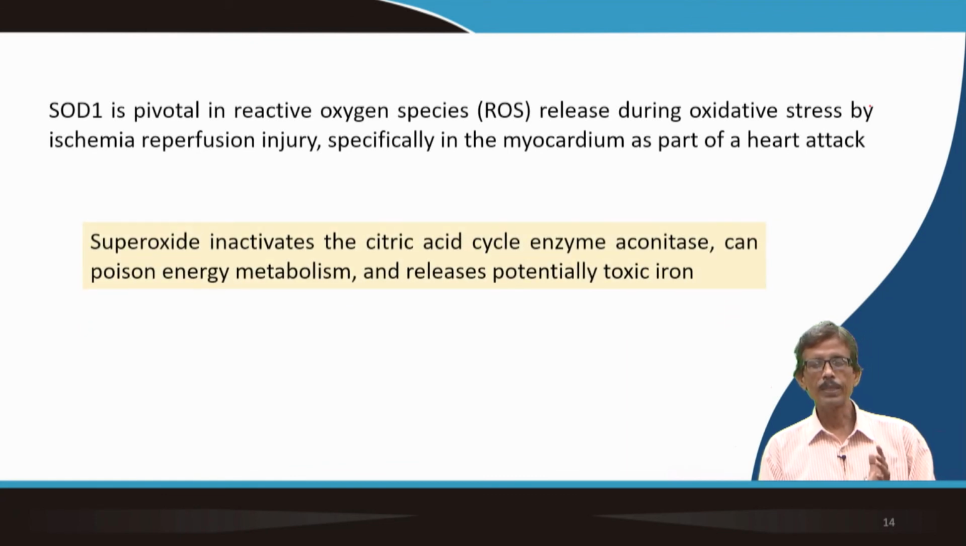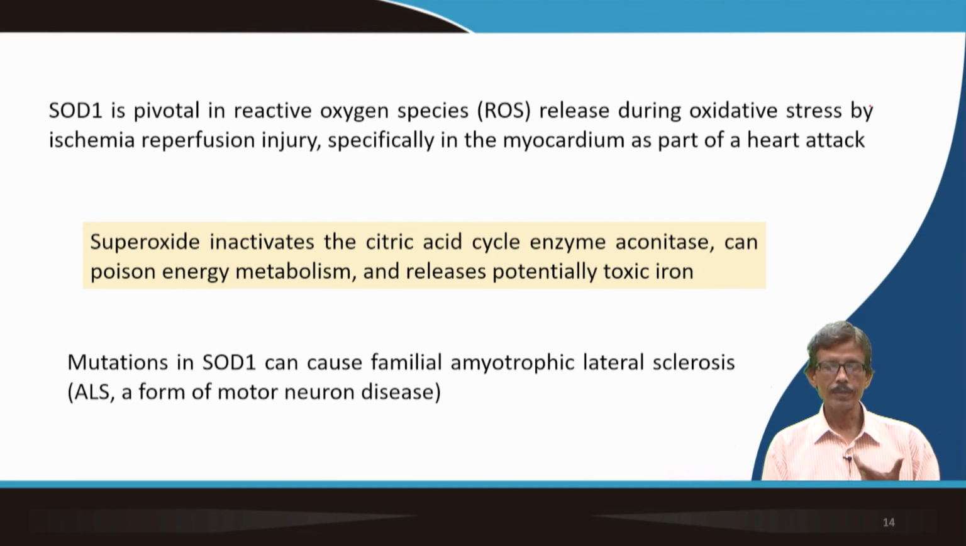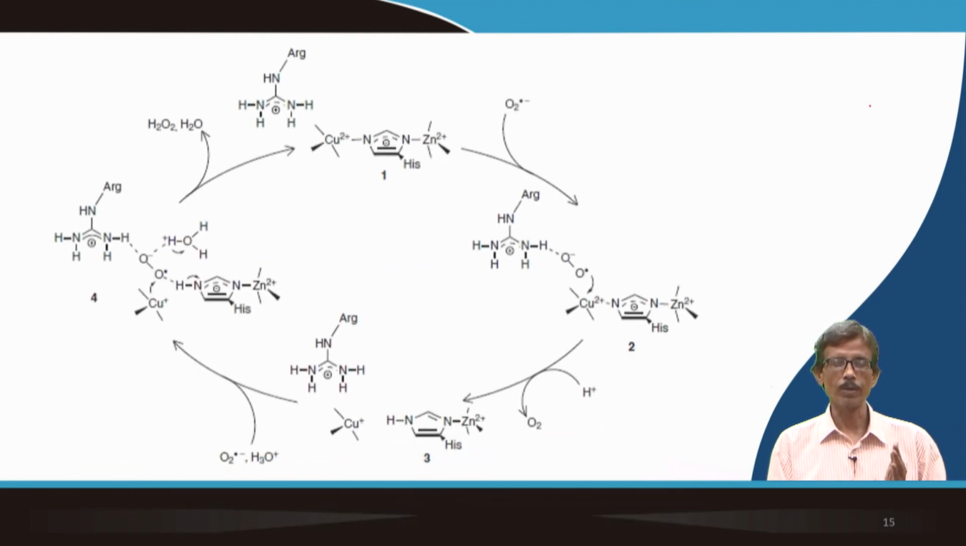So, you can have many diseases. You can have heart attack related to the excessive accumulation of ROS molecules, which can also inactivate the citric acid cycle in our body, and also a very typical disease, motor neuron disease. You know, very famous people like Stephen Hawking were suffering from this ALS disease, which is due to a genetic defect in SOD1, which is produced in our system.